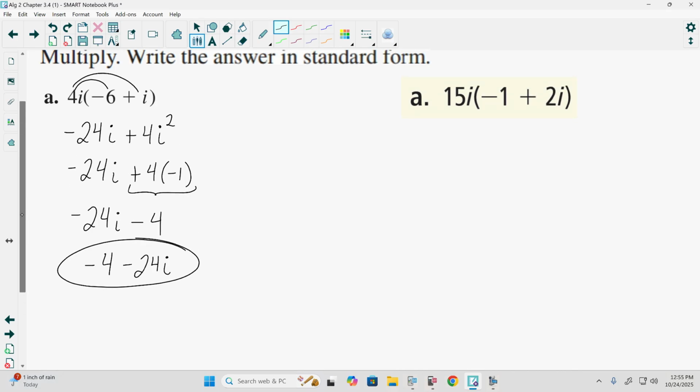Questions on the first one? Questions on a before we look at b? Let's look at the next one. 15i times negative 1 plus 2i.